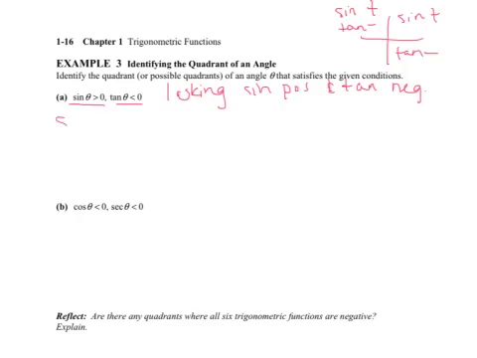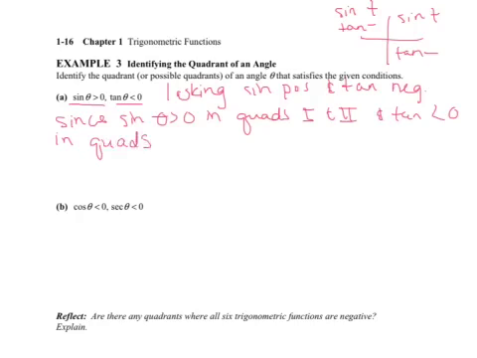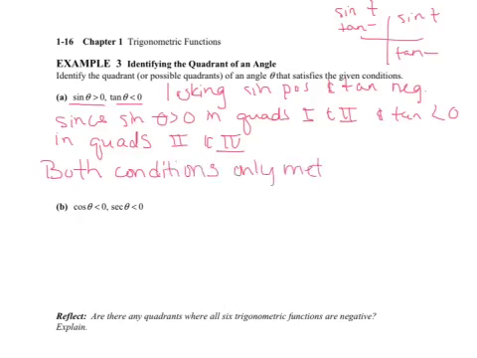So I can say since sine of theta is greater than 0 in quads 1 and 2, and tangent is less than 0 in quads 2 and 4, we can say that both conditions are only met in quad 2. So the answer for that one would be in quadrant 2.